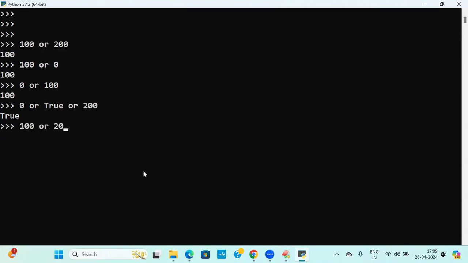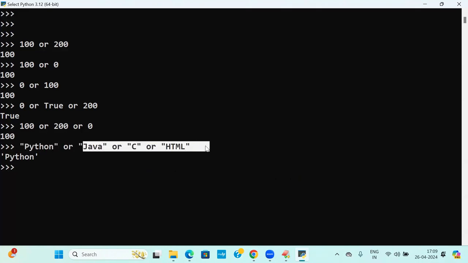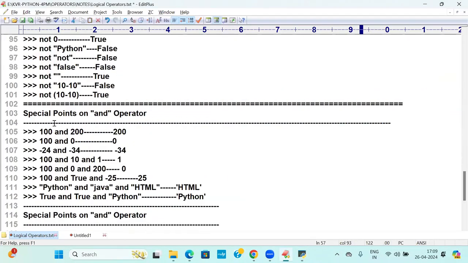Answer is this. Last and final. 100 or 200 or 0. Answer. Yes. Final. Python, Python or Java or C or HTML. Come on. Yes, Python. Why Python? Non-zero. True. Others, true or false, doesn't make any difference. Python. Are you able to follow? Yes. This is the subject of it.